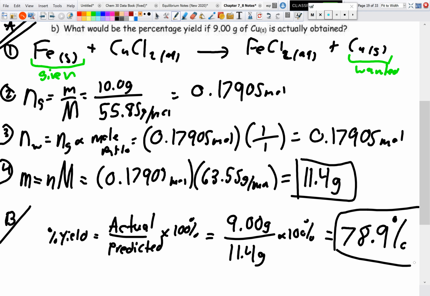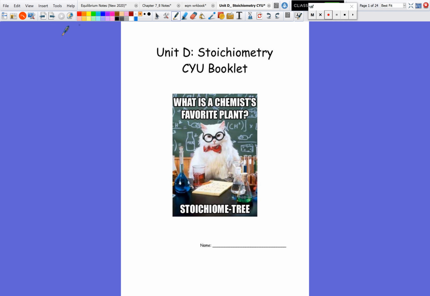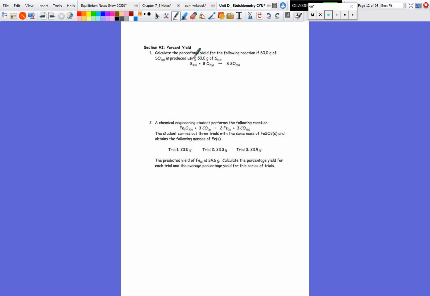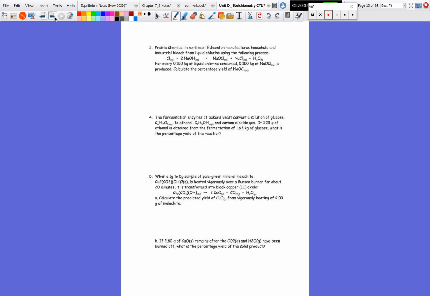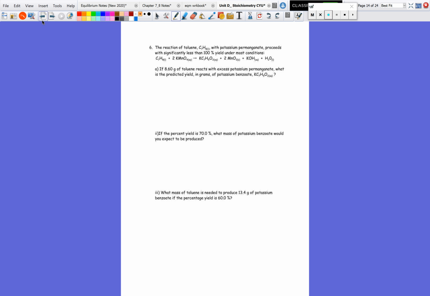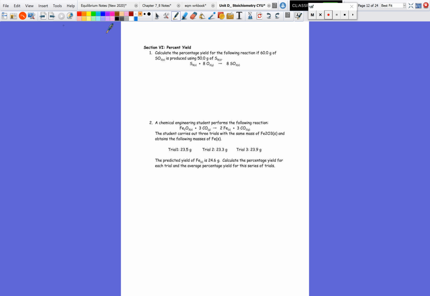So you'll notice inside the notes, this is the only example that is there, but in your workbooks, if you look at your CYU book, after solution stoichiometry, you have percent yield. There's a bunch of questions here. So we got 1, 2, 3, 4, 5, 6, and then of course I know it says quiz 2 review. This is more or less kind of an assignment review because that's all we're doing for our online stuff. So definitely you should want to work through some of these here and try them out.